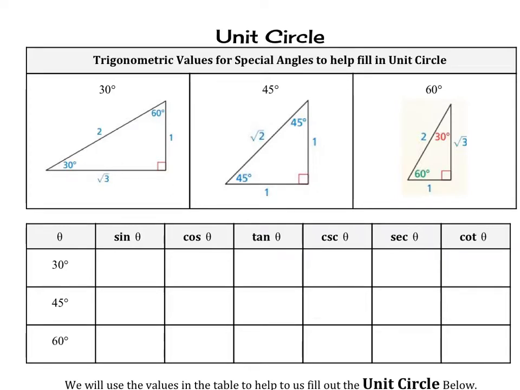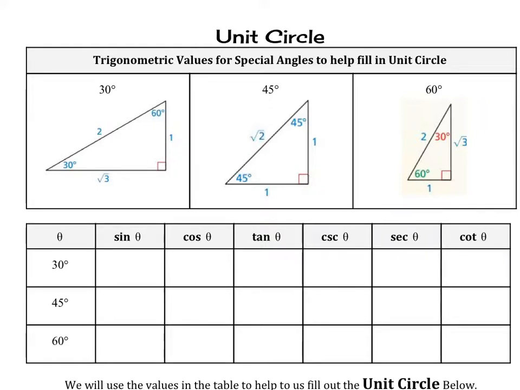So let's look at the unit circle. We're going to take a look at trigonometric values for special angles to help fill in the unit circle. Knowing these will greatly help us out in filling out the unit circle. So we're looking at 30, 60, 90 triangles and the 45, 45 triangles as well.